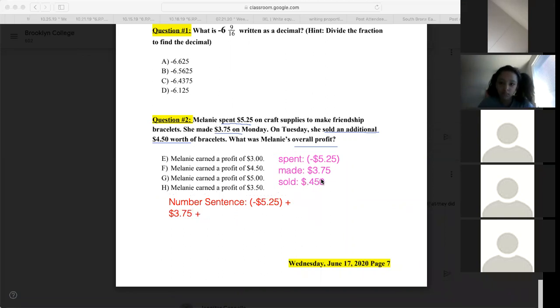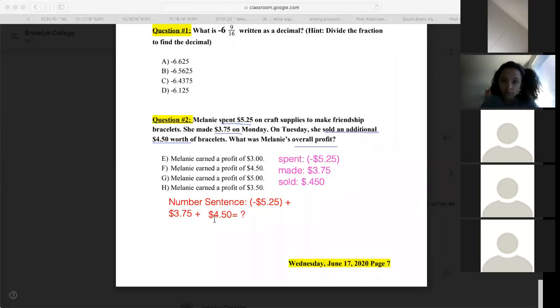Oh, I got to go back and fix the sold. Demi, can you go back and fix sold? It should be 4.50, not 0.450. Can you fix the purple sold for me? And then this should actually be 4.50 equals question mark.